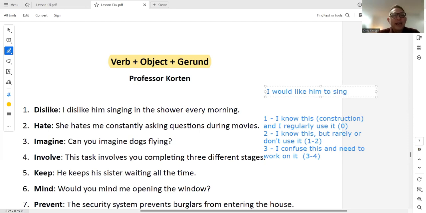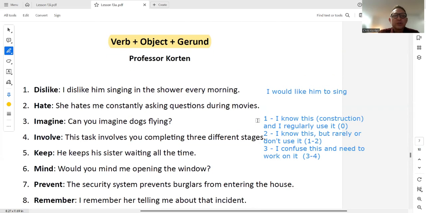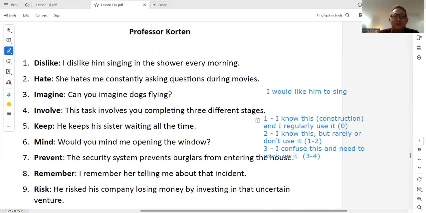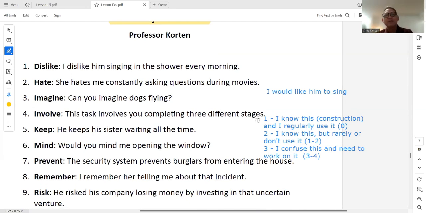All right. She hates me constantly asking questions. She hates me asking. Can you imagine dogs flying? Again, are you using these in your spoken English or written English, and are you using them correctly? Number 4. The task involves you completing three different stages. He keeps his sister waiting. Not keeps to wait, keeps his sister waiting. So would you mind me opening or my opening the window?